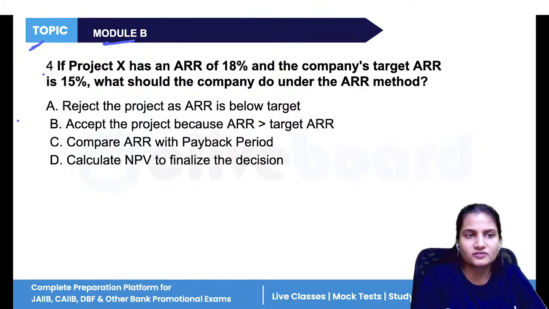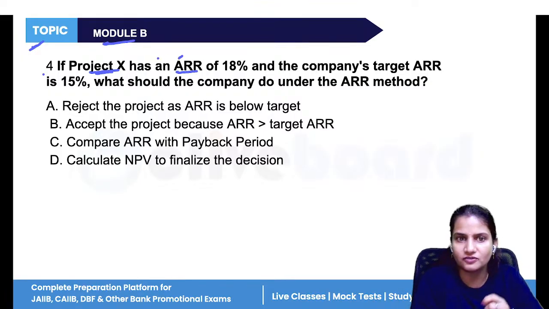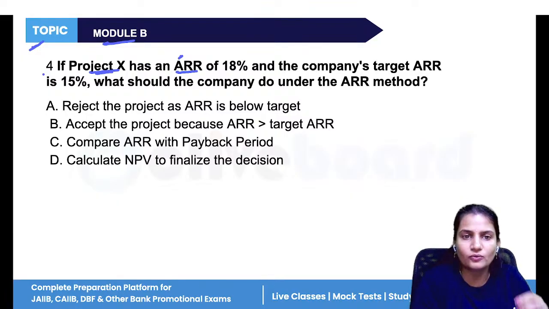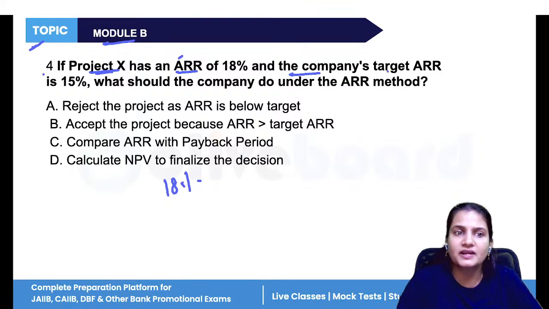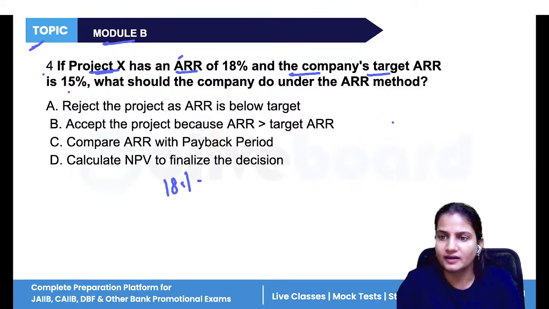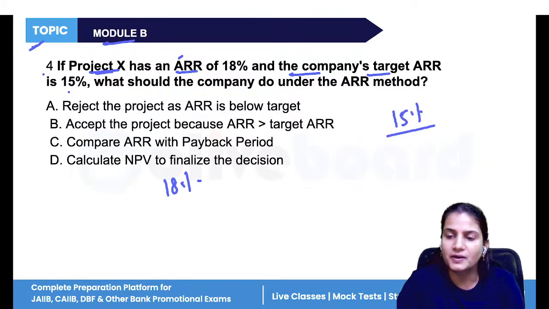So what does question 4 say? If project A has an ARR, ARR is average rate of return, also called accounting rate of return. It is one of the techniques of capital budgeting, and it includes your accounting profit. Now, project X has an ARR of 18% and the company has a target of 15% from project X. You made the target of 15%, but unexpectedly you have achieved 18%. So this is good for the company.